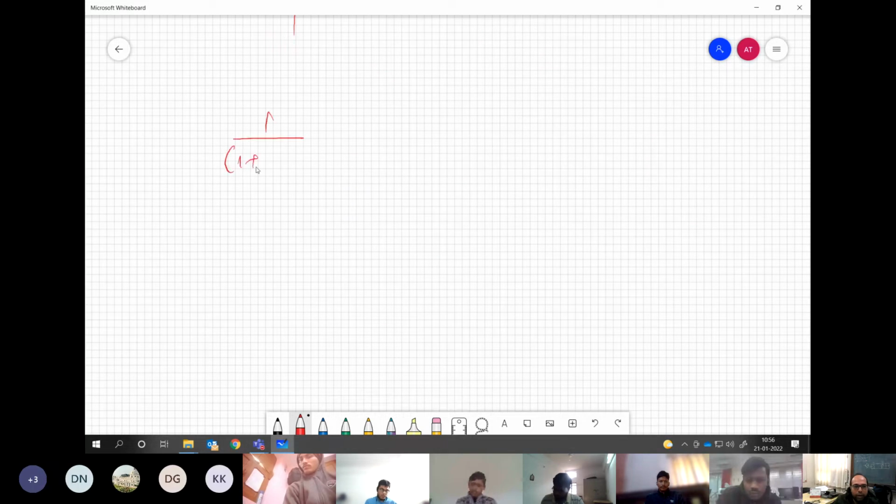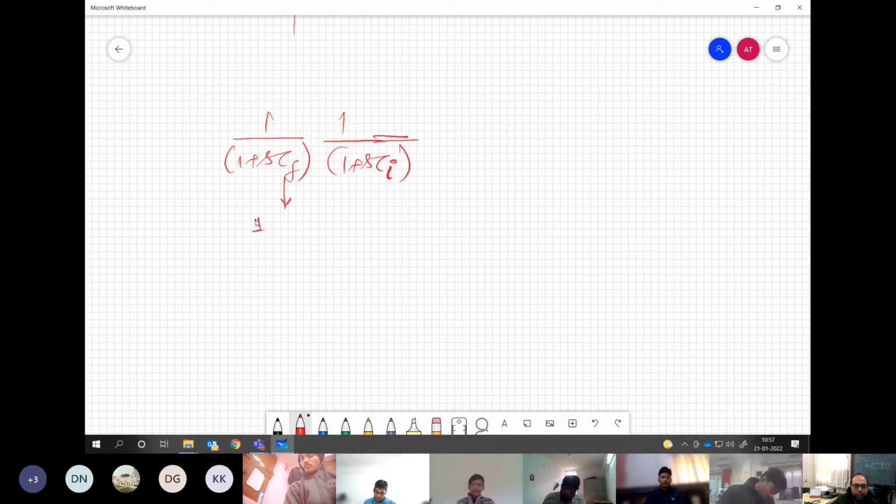We have 1 by S tau F and 1 by S tau I. So we have seen that F is something like 10 Hertz. So response time may be something like, let's say, tau F of the order of 0.1, or less than that. Let us say 0.1 for simplicity. The tau I can have a time constant of the order of something like 0.01 second.